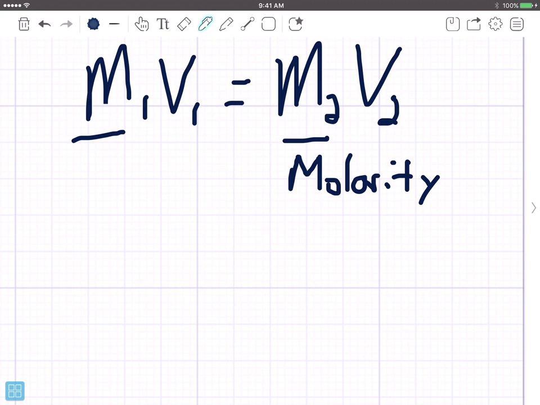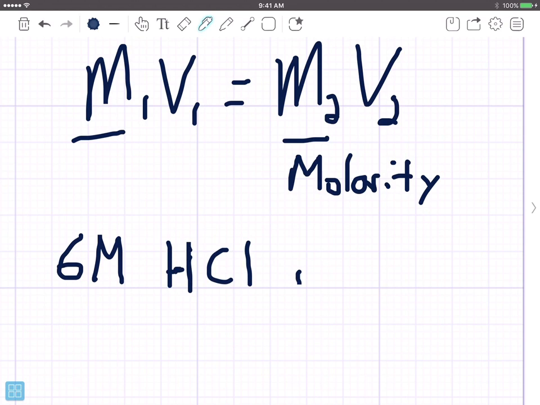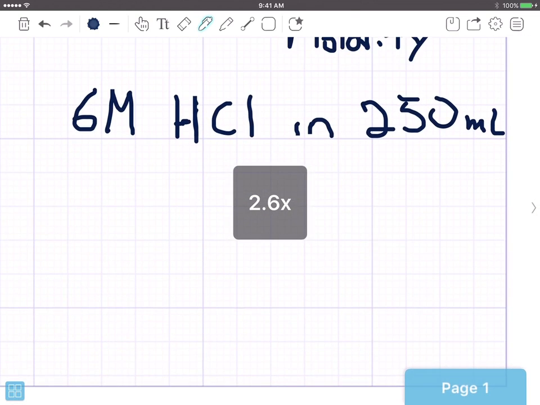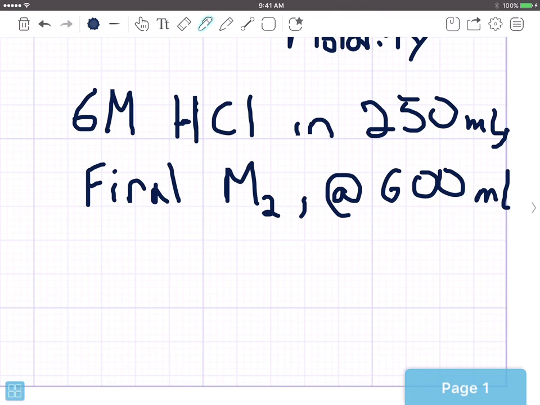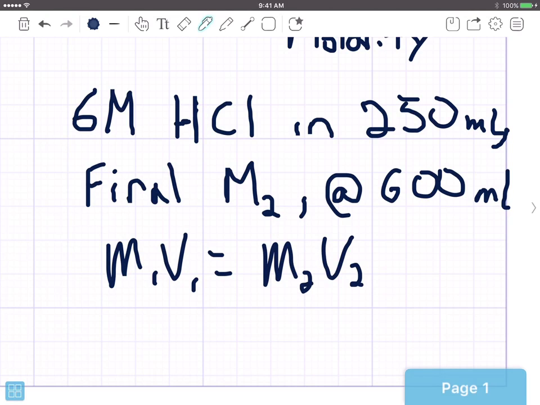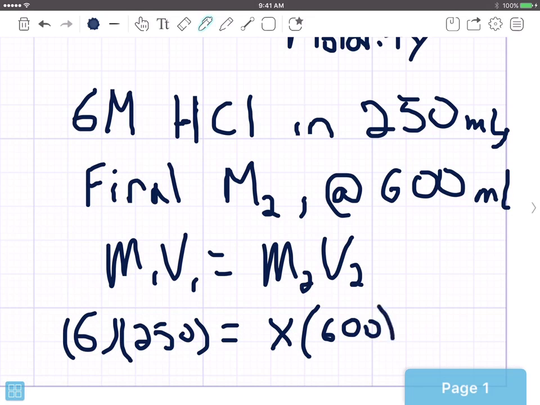Now we know that the pH can tell us our H plus concentration. So if we have a 6 molar solution of HCl in 250 milliliters, what is the final molarity at 600 milliliters? Okay, so that's cool. M1V1 equals M2V2. The first molarity, 6, times my first volume, 250, is equal to X times my second volume. Both keeping our units the same, just as before.